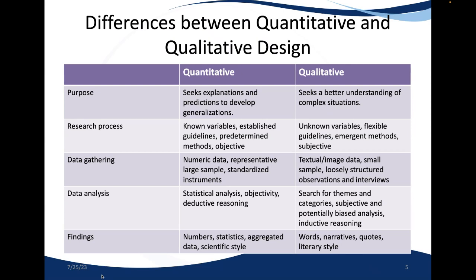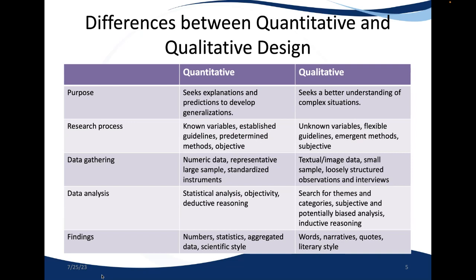where in qualitative research, it's more narrative data that we get, narrations, textual data, oral data. We use small samples, and then of course we're basing this on loosely structured observations and interviews.